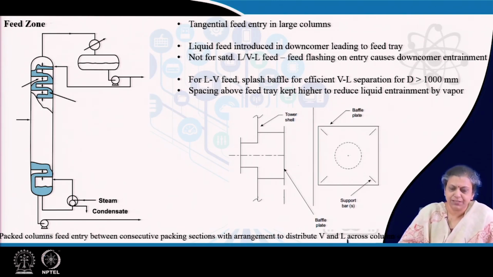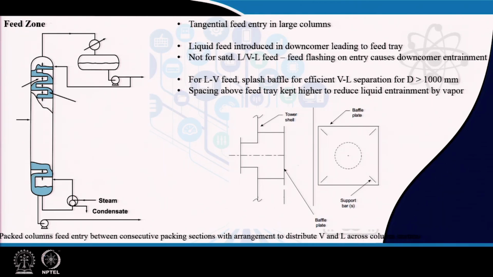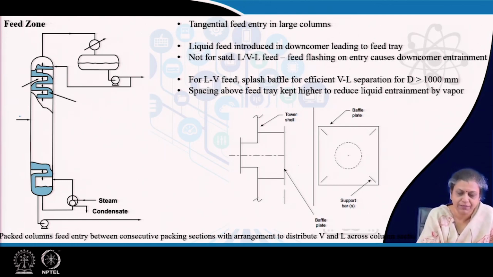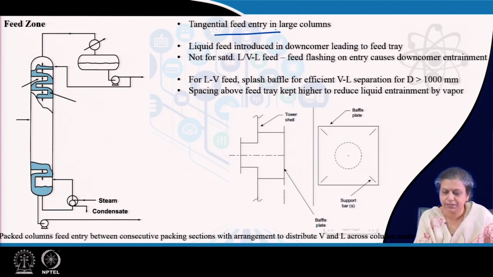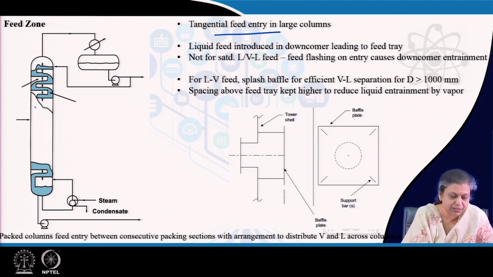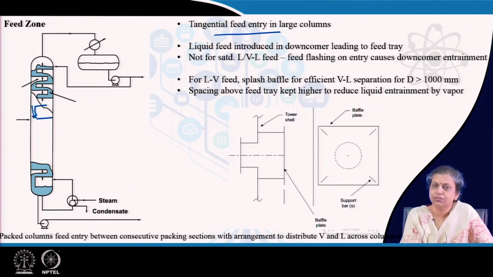So, in the feed zone, again just like I had mentioned during the reflux entry into the column, you just cannot pour the reflux into the column through the nozzle. The same thing for the feed zone. Normally, what do we have? We have a tangential feed entry in the large columns. Now, when you have just a liquid feed, it can be introduced in the downcomer, which leads to the feed tray. So, there is a downcomer from the top tray to the feed tray. So, in the downcomer you can introduce it.